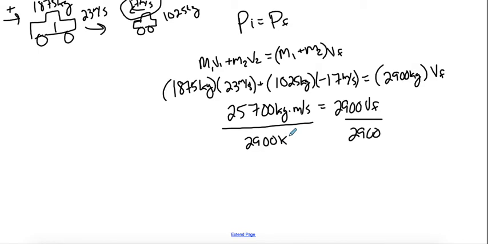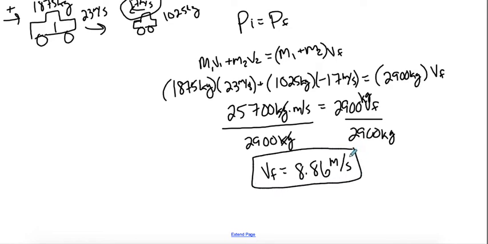And that's kilograms, just so we can maintain our units here. So we'll end up with meters per second. So when we divide by 2,900, our final velocity ends up being 8.86 meters per second.